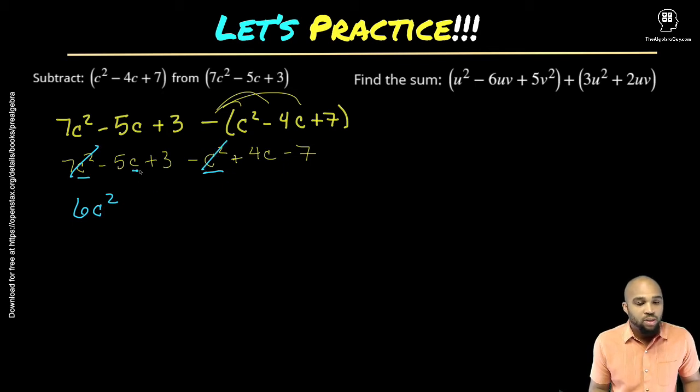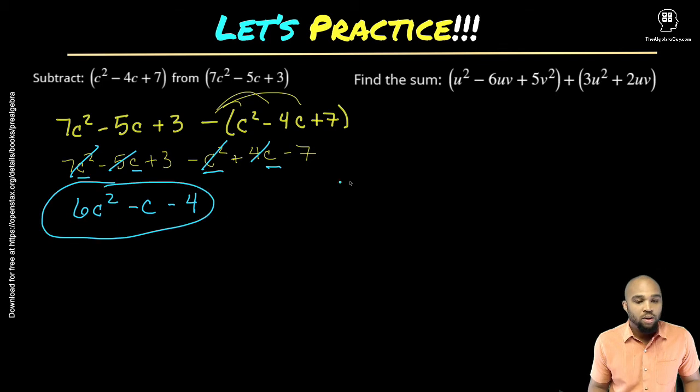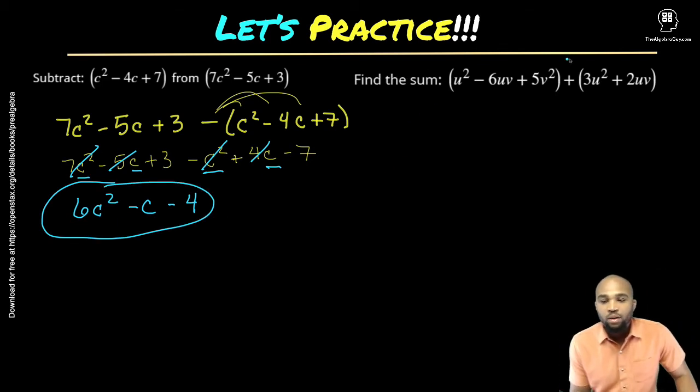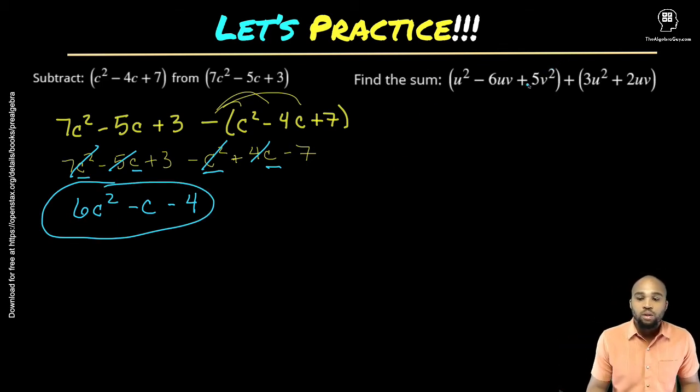And I have a c and a c, and that's -5 plus 4. That gives me a -1. So I'm just going to write negative c there. And then I have 3 minus 7. That leaves me with a -4. And there we go.